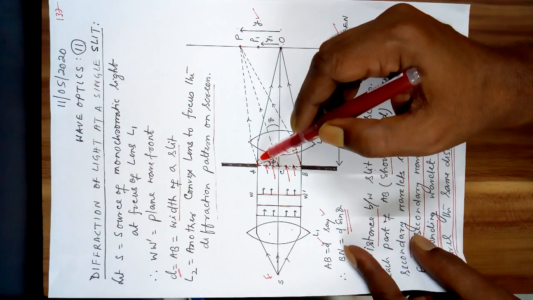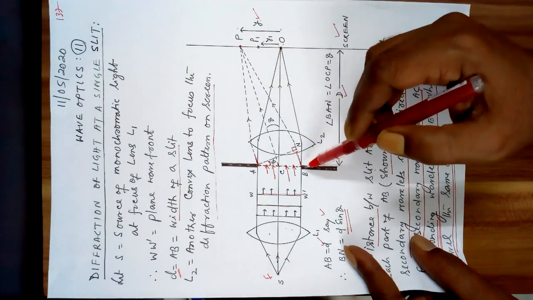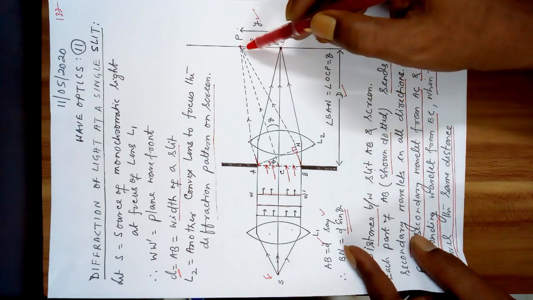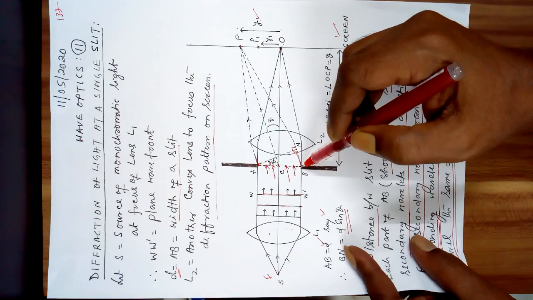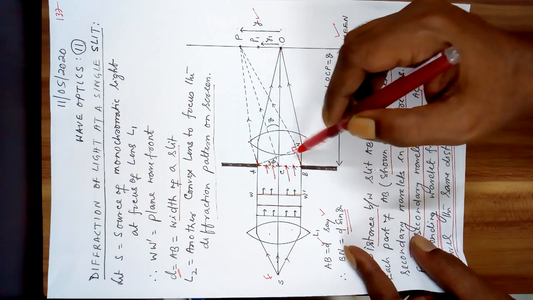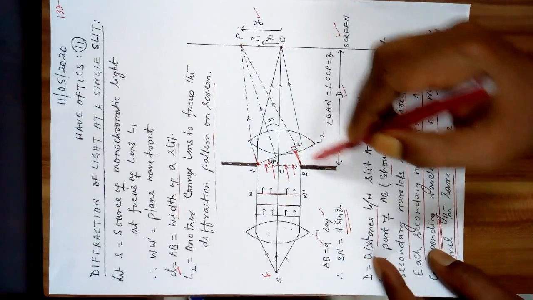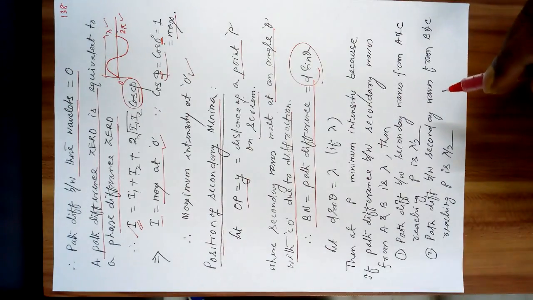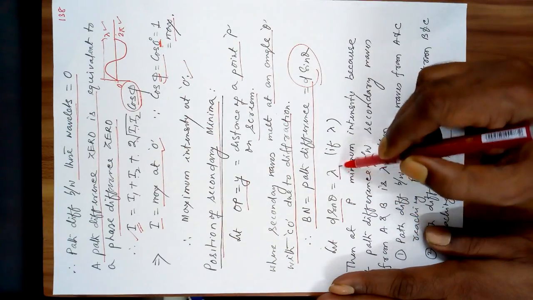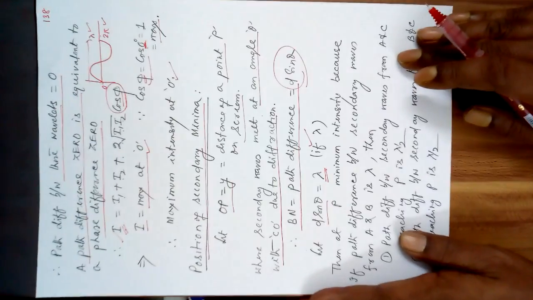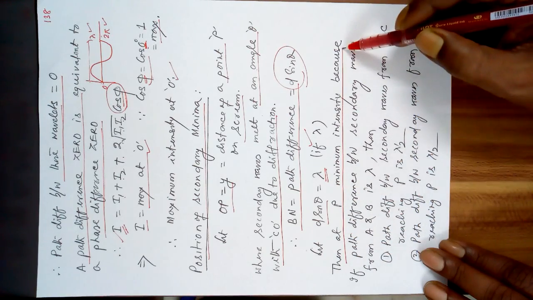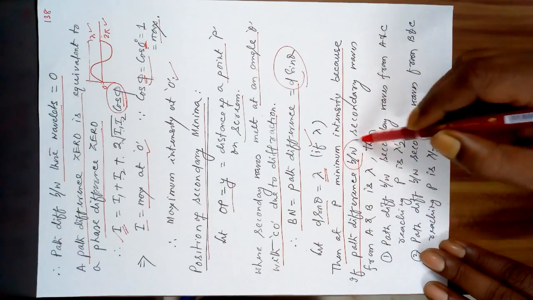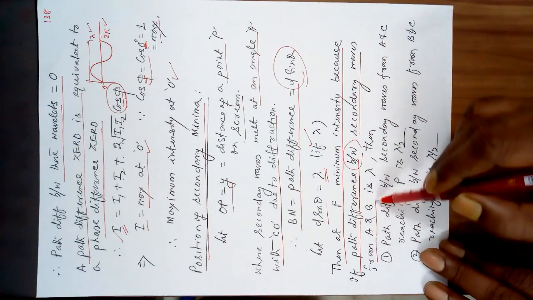The disturbance traveling from here along this dotted line reaching P, and the disturbance traveling from here along this dotted line reaching P, when I drop a perpendicular from A to B, whose width is small d. So in this triangle, taking sine theta, the path difference comes out to be d sine theta. That is the path difference. Suppose this path difference d sine theta is lambda. Then I claim that at point P there is minimum intensity, because the path difference between secondary waves from A and B is lambda.